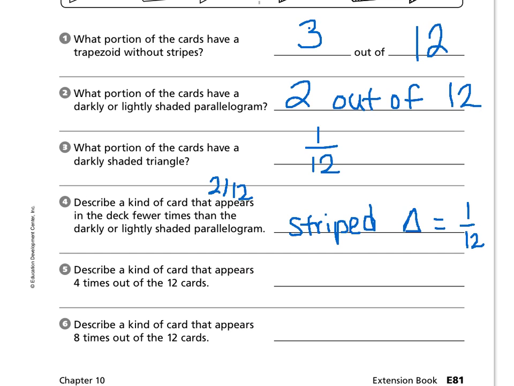Now I need to describe a kind of card that appears 4 times out of the 12 cards. And I know that if I said any triangle, that would be 4 out of 12. Describe a kind of card that appears 8 times out of 12 cards. And I know that a quadrilateral would be a card or a shape that has 4 sides, which could be the trapezoid or the parallelogram, and that would equal 8 out of 12.